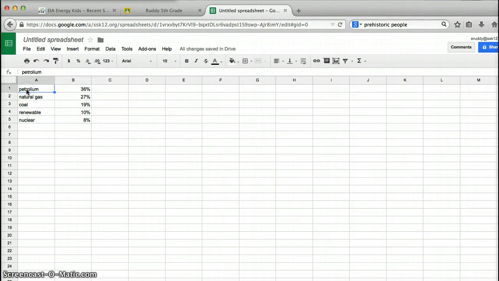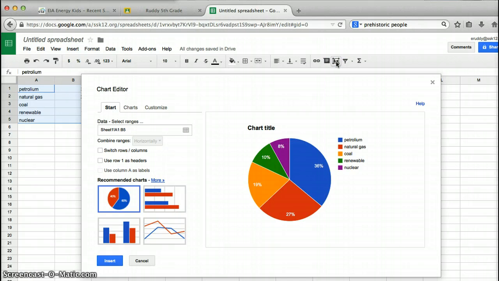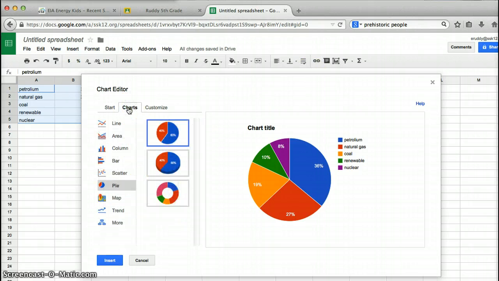So I'm going to click on petroleum and then I'm going to go over and highlight just that much. See, now my blue box is surrounding my information. That means it's all selected. I'm going to go up on my toolbar and I see the picture of a graph. It says insert chart and it has the bar graph as the picture. I'm going to select that. It's going to give me different types of charts that I can choose from.